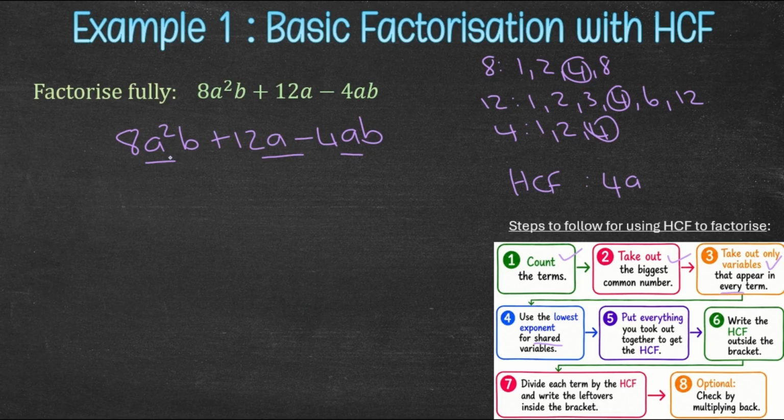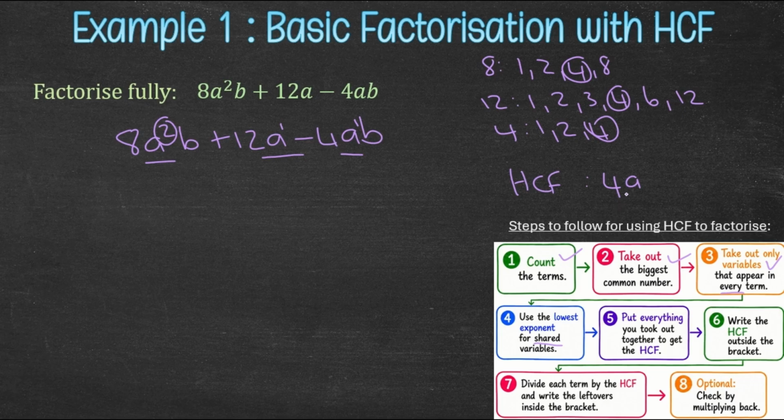So let's find the exponents or the powers for the A. We've got the A squared, we've got A to the power of 1 and A to the power of 1. Remember, when a variable doesn't show an exponent, it means that variable is to the power of 1.